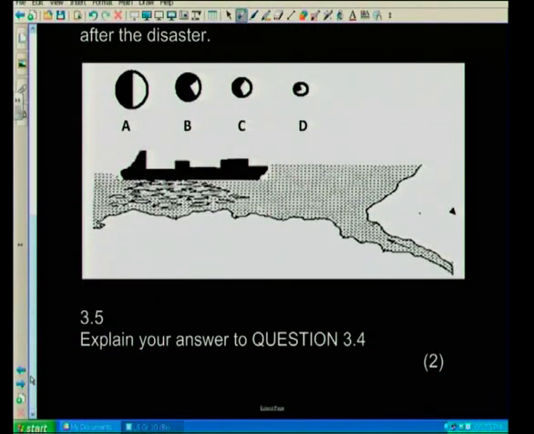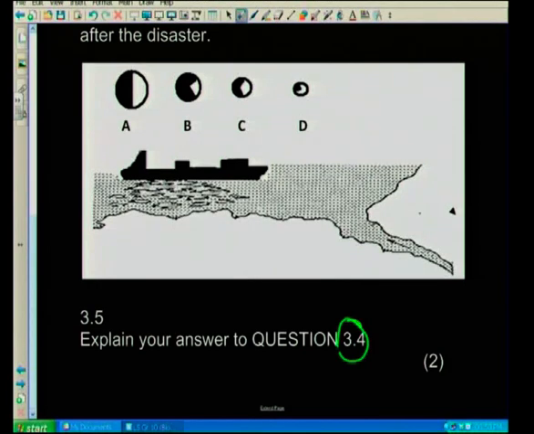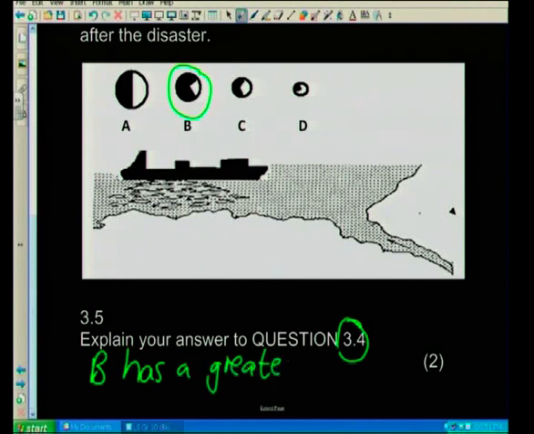Explain your answer. Now remember the question, they want you to explain your answer to that question. Right, they want to know, why did you choose that sample? To say that that sample had the most affected crabs. It's quite obvious. All right, you're going to say B has a greater shaded area. And that's all they want from that answer. And lucky, you're going to get 2 marks for saying that that area had the largest shaded area. So that is your explanation for question number 3.4.